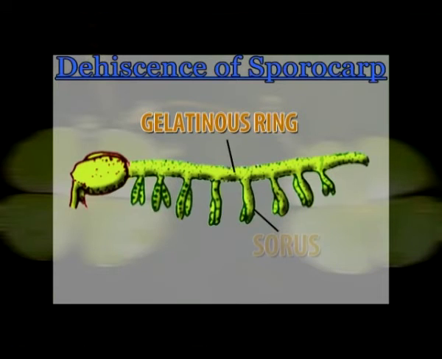Then gametophytic generation, how does it start? The microspores and megaspores germinate separately to produce male and female gametophytes.